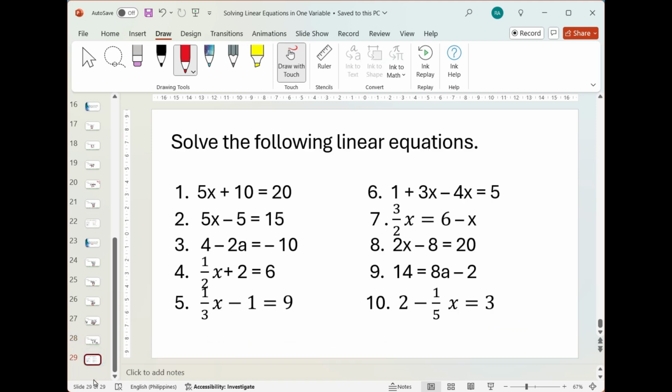So I have here also a sheet work. Pwede nyo i-practice sa one whole sheet of paper.